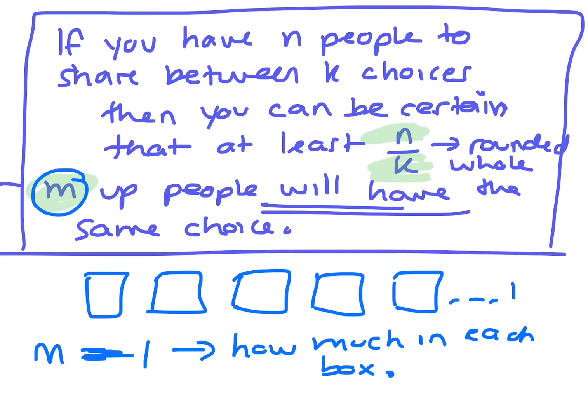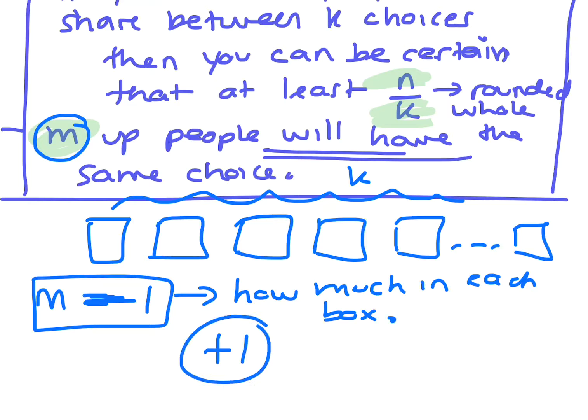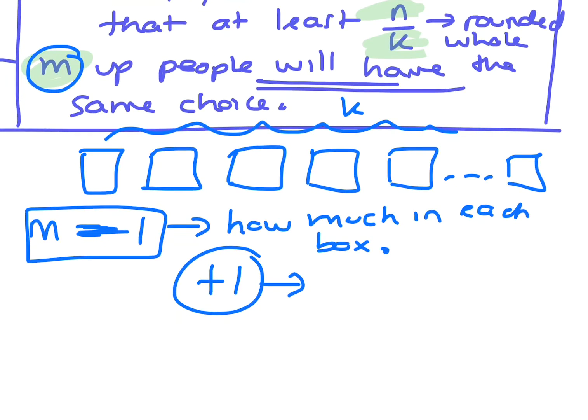The number of boxes is k, so there's always going to be k boxes. So if you have the at least part and you take 1 away and times by k, that will be how many are equally shared amongst the boxes. And then all you have to add is 1 more, and then you can be certain that each box will be filled.